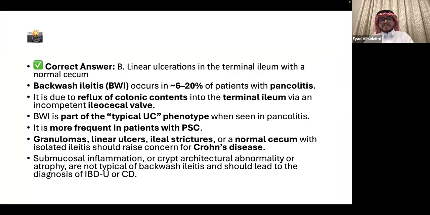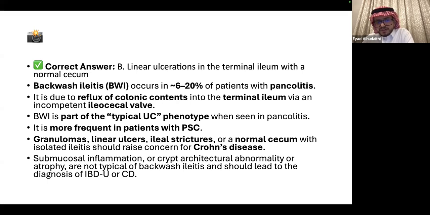Backwash ileitis occurs in up to 20% of patients with colitis. It's due to reflux of colonic contents into the TI via an incompetent ileocecal valve. Backwash ileitis is part of the typical UC phenotype when seen in pancolitis. So it's not Crohn's, it's not atypical UC, it's not IBDU. It is more frequent in patients with PSC, and this is very important information, and we will come to that.